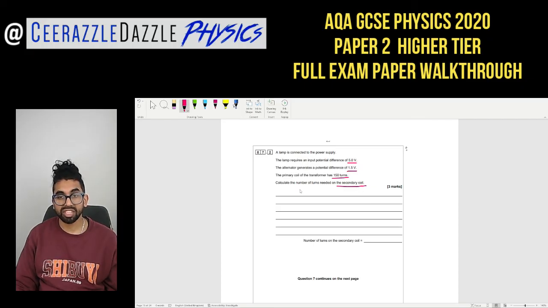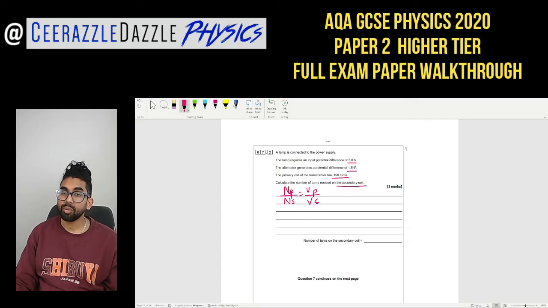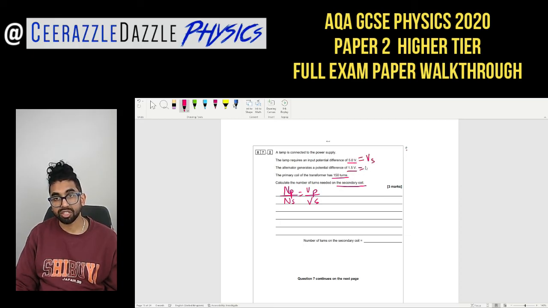Right, so this question looks easy at the start because you think it's going to be simply NP over NS is equal to VP over VS, yes? But the trick with this question is recognizing which one is the output voltage and which one is the input one. The lamp requires an input voltage of this, so this is what we need to connect it to. So this is VS. And then the generator is obviously going to be VP. And then the rest of it is pretty easy.